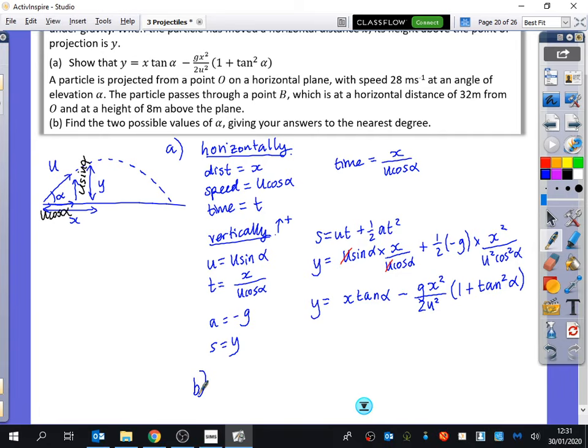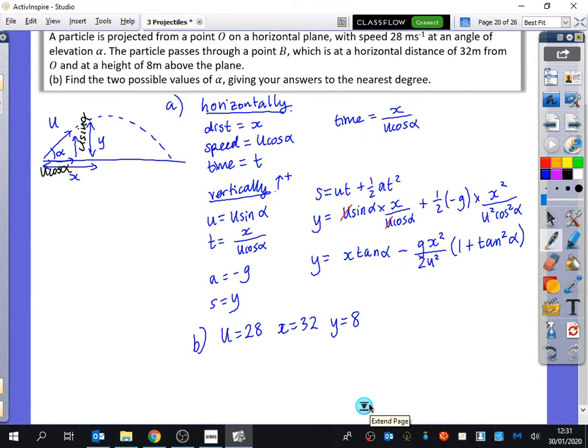So they've now got, it's projected from O, horizontal plane. So now they're telling us it's a horizontal plane. Speed is 28 at an angle of elevation alpha. It passes through a point B, which is a horizontal distance of 32 and a vertical distance of 8 meters above. So that's telling me that x is 32 and y is 8, correct? Yeah. And I just want to find out the two possible values of alpha, giving my answer to the nearest degree. So I'm just going to do a substitution question.